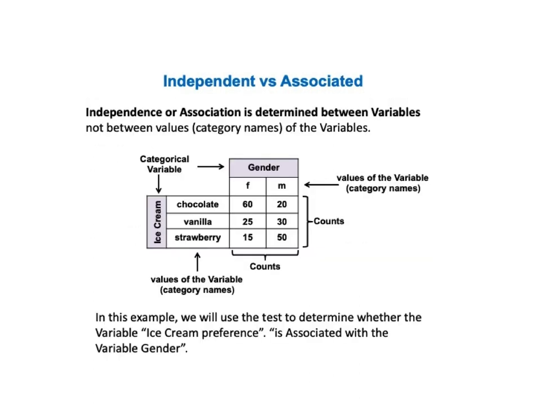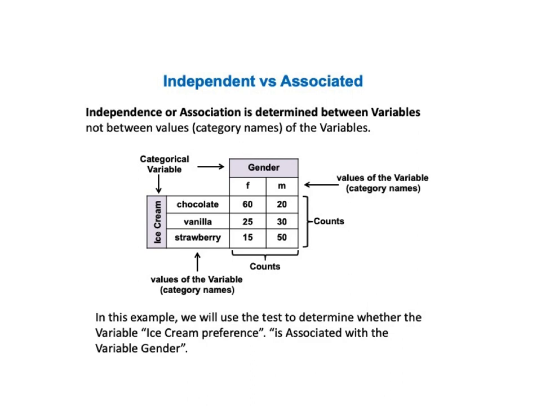Independence or association is determined between variables, not between values, category names of the variables. In this table, the categorical variables are gender and ice cream. So we will determine whether ice cream preference is independent of gender or whether ice cream preference is associated with gender.